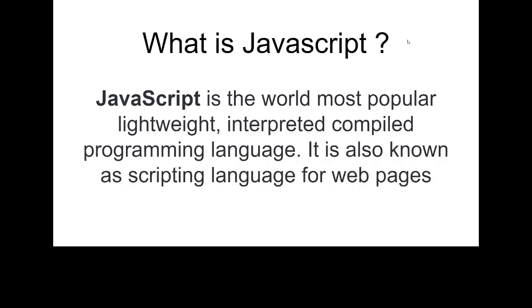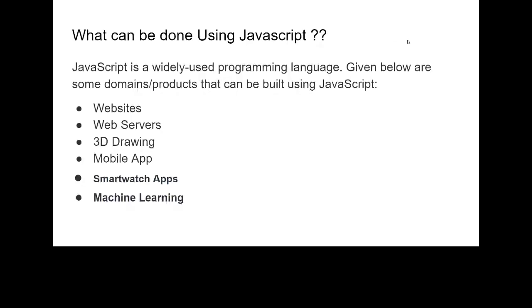So what can we exactly do using JavaScript? It is a widely used programming language, and some of the domains or products which can be built using JavaScript are website and web server development. We can do 3D drawings, mobile app development, and the smartwatch apps which we see can also be built using JavaScript. There are machine learning libraries, ML5 and many others in JavaScript, which can be used largely.